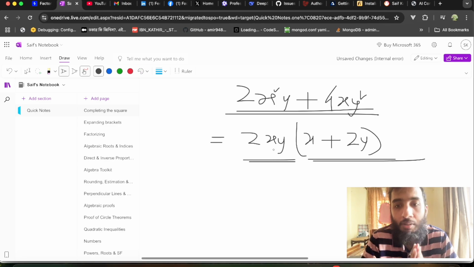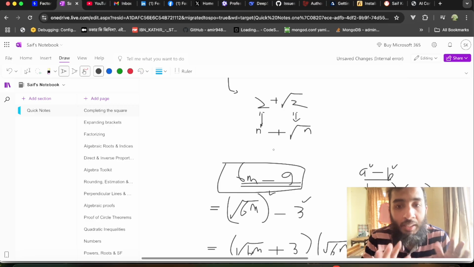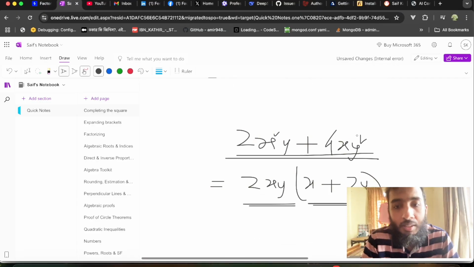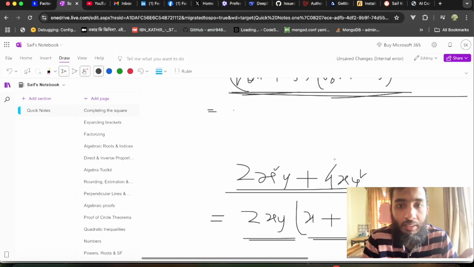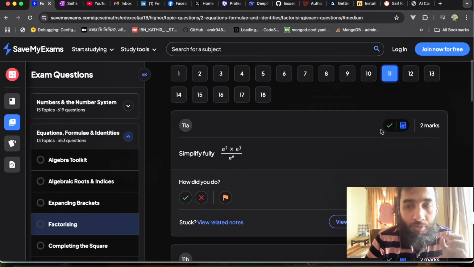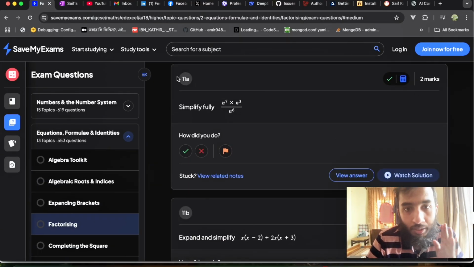So you get the idea how you can factorize, or make an expression a product of multiple expressions, using algebraic formulas and also taking commons like this in these two examples. Now I'll focus on two parts of 11. There are 4 parts of 11 in total. I'll focus on 11a and 11b.